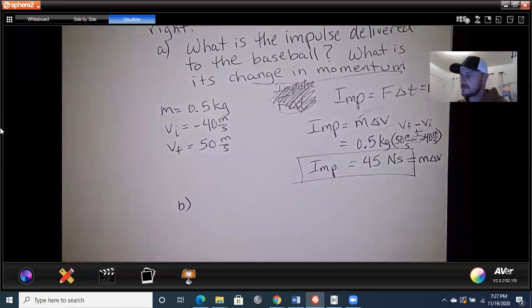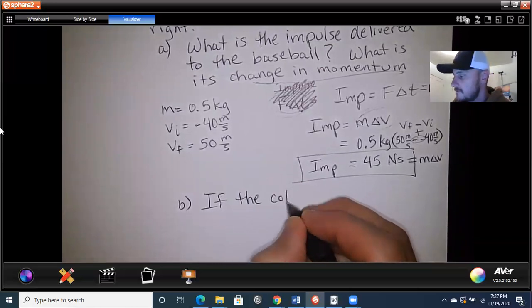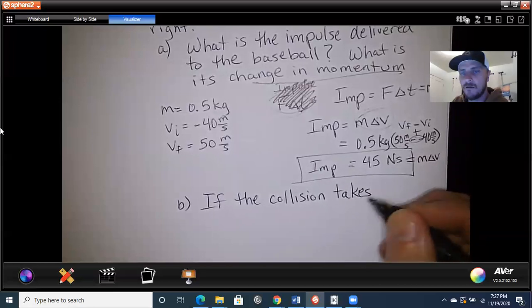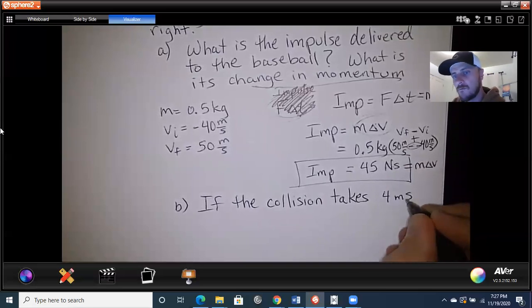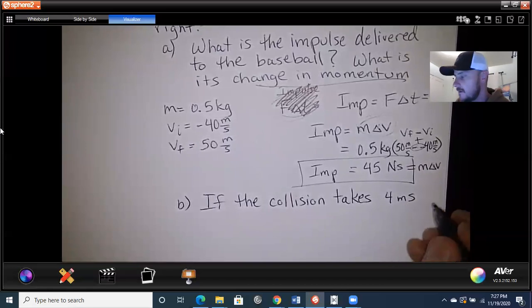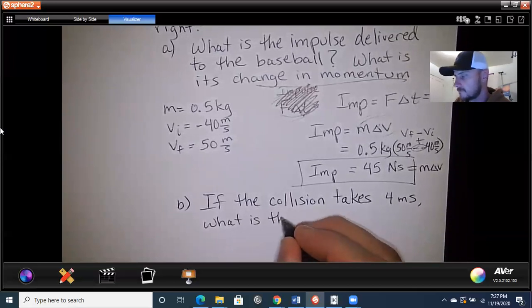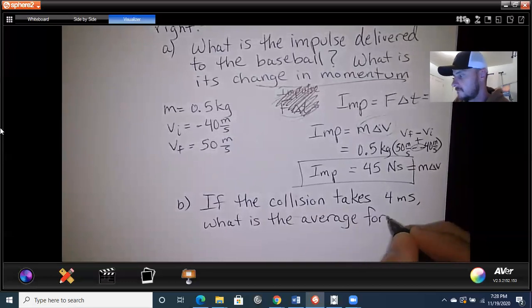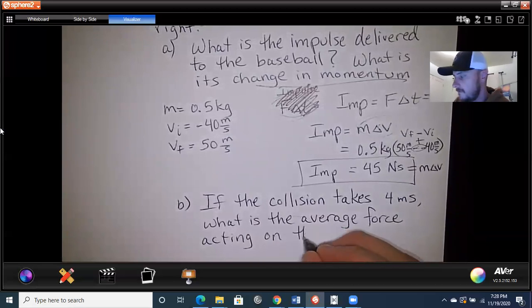Part B is, if the collision takes, let's say, 4 milliseconds. That m means milli, that's 1,000th. What is the average force acting on the baseball?